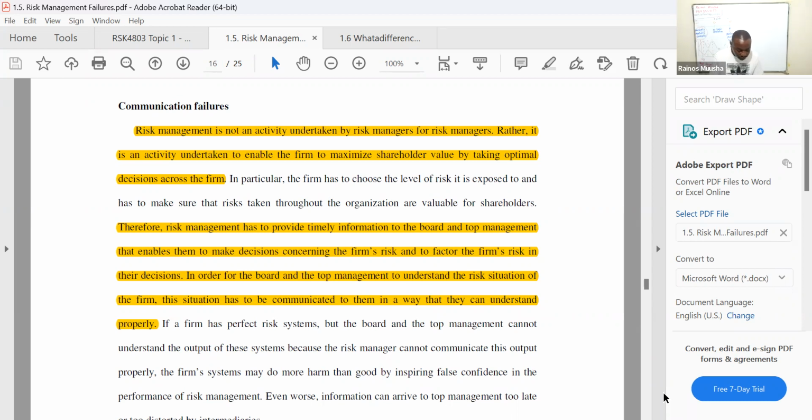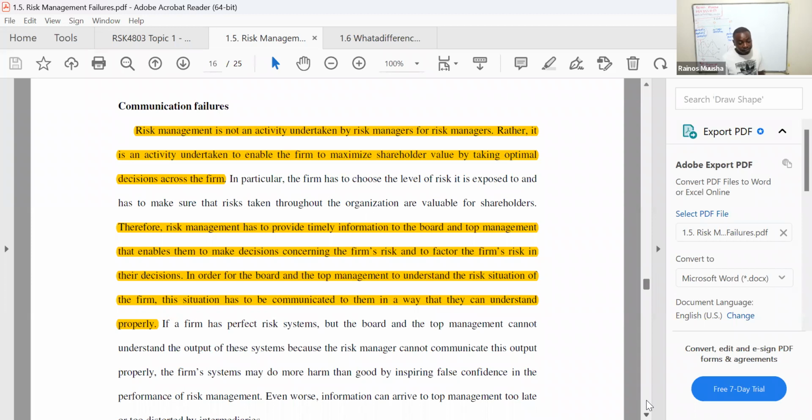So in order for the board and the top management to understand the risk situation of the firm, this situation has to be communicated to them in a way they can understand properly. Which means in this case, they're basically saying that since you as the risk manager, your job is not to make the decision on exactly how much is the desired risk exposure of the organization, or how much the risk appetite of the organization should be.